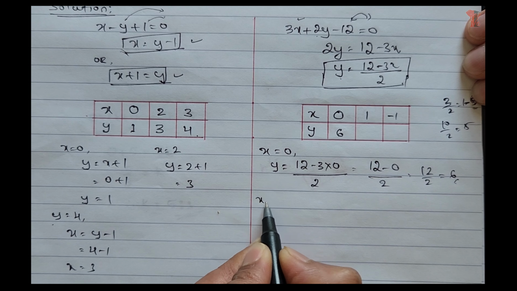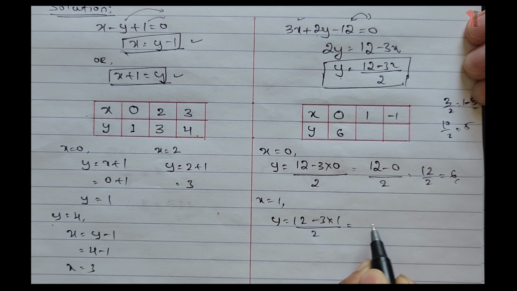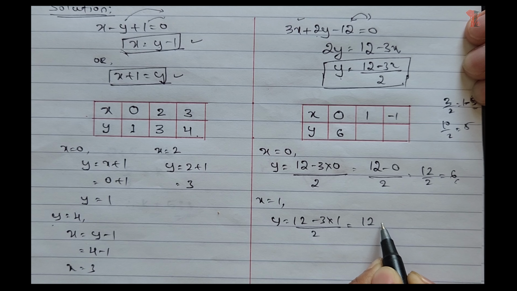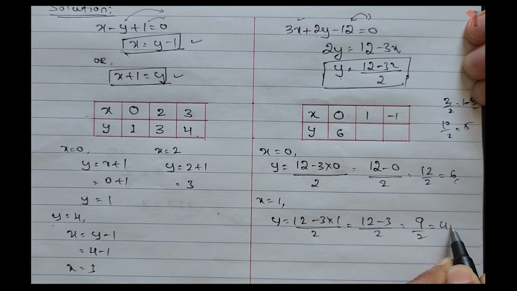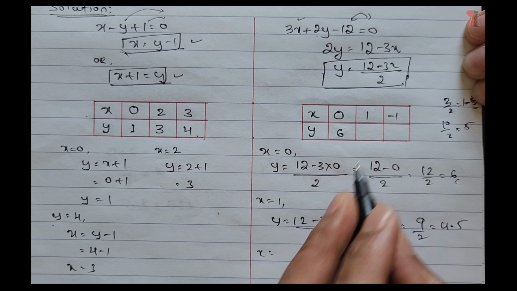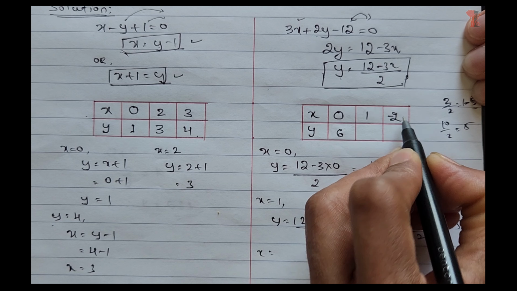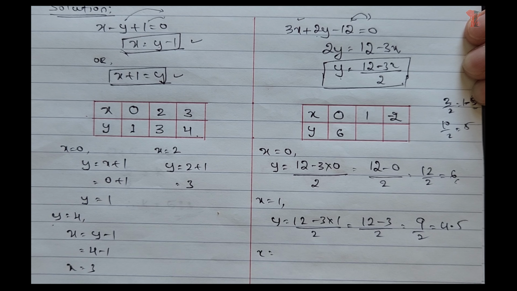In case I take x as 1, what will I get? y is equal to 12 minus 3 into 1 by 2. This will give me 12 minus 3 by 2. 12 minus 3 is 9. 9 by 2 will give me 4.5, correct? Okay, let me take x is equal to, let me change this as minus 2, because one decimal number only we will take.